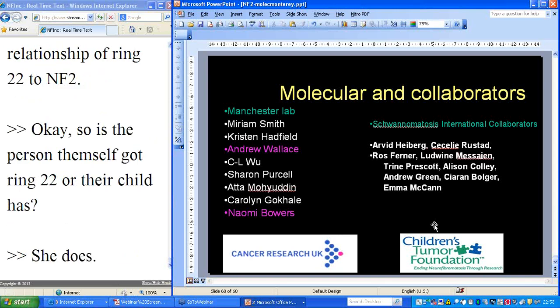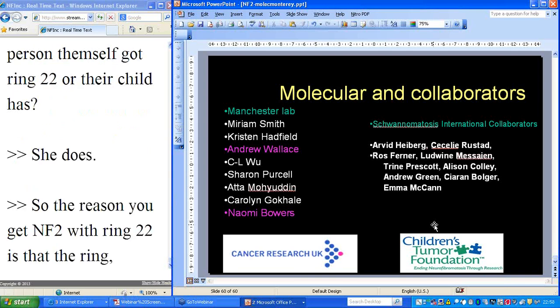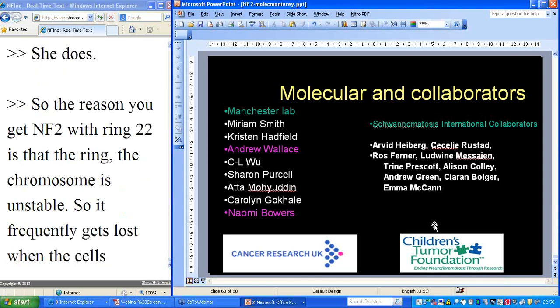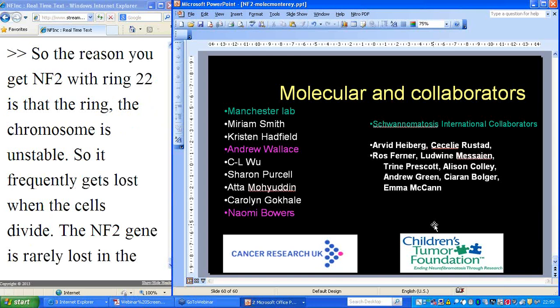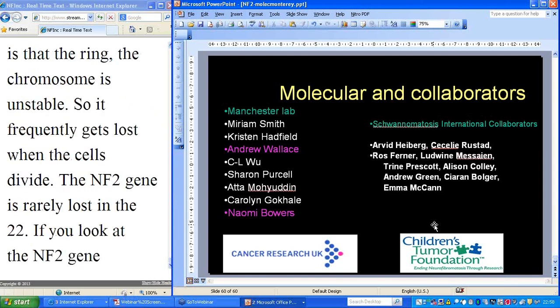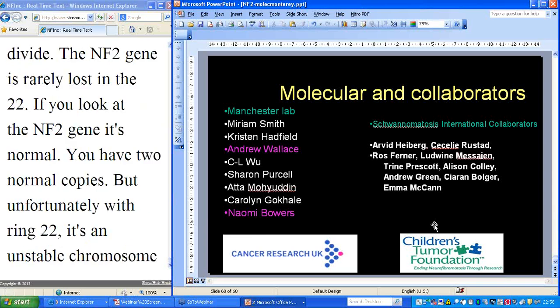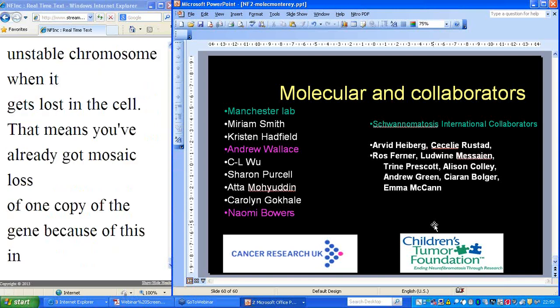Okay, so the reason you get NF2 with ring 22 is that the chromosome is unstable, so it frequently gets lost when the cells divide. So the NF2 gene is rarely lost in the ring 22. If you look at the NF2 gene, it's normal, so you have two normal copies. But unfortunately with ring 22, it's an unstable chromosome and it gets lost in the cell. That means you've already got mosaic loss of one copy of the gene because of this instability of the 22, and then the second copy gets mutated.